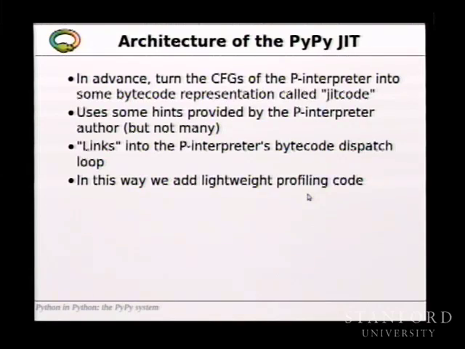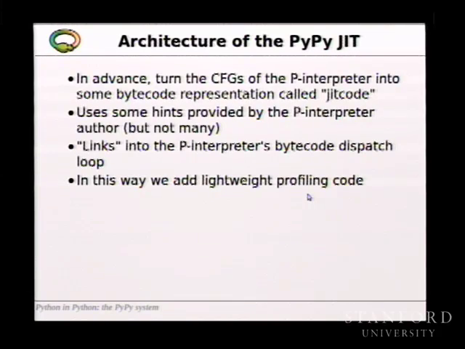So what kind of JITs do you get? The idea is that you run the translation, so you get the control flow graphs of the interpreter. In order to be able to do something with them later at runtime, when the JIT works, you need to take these control flow graphs and somehow flatten them into some kind of bytecode representation that we call JIT code.